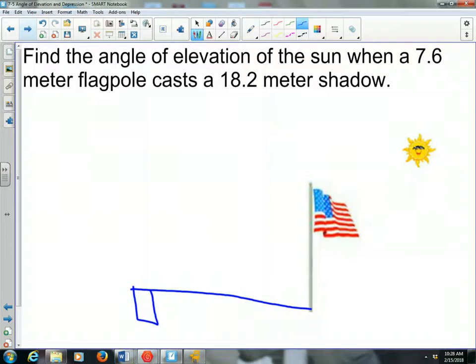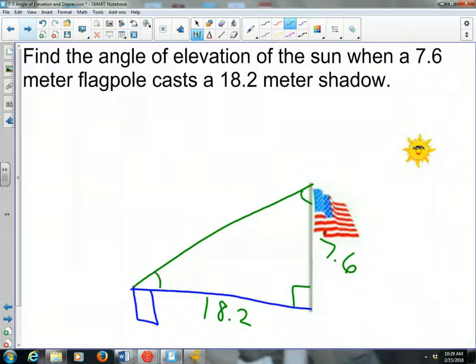And so if I connect this vertical line and the horizontal line with a hypotenuse right there, this angle right here would be 90. It says that the 7.6 meter flagpole casts an 18.2 meter shadow, and our instructions are to find the angle of elevation. So one angle is 90. The other two angles are this one and this one. Which one is the angle of elevation? Remember, the angle of elevation and the angle of depression is always made with a horizontal line.